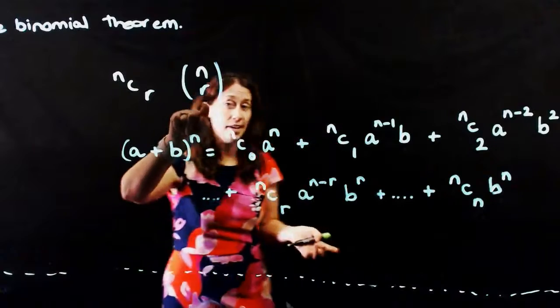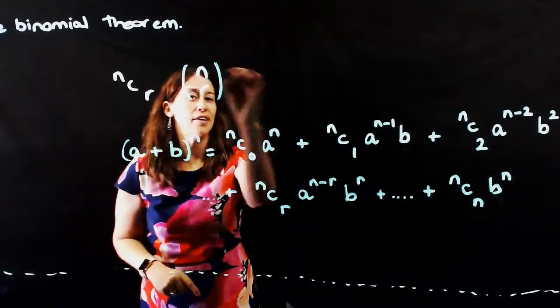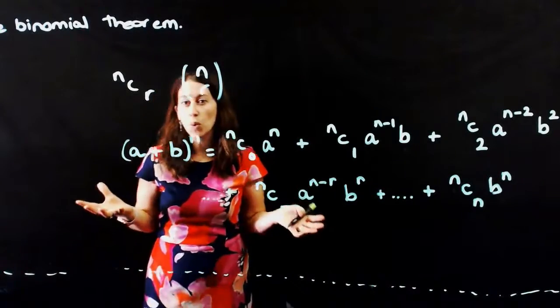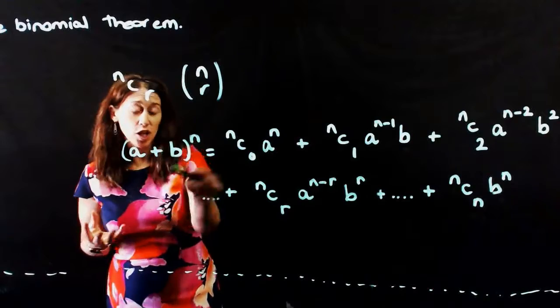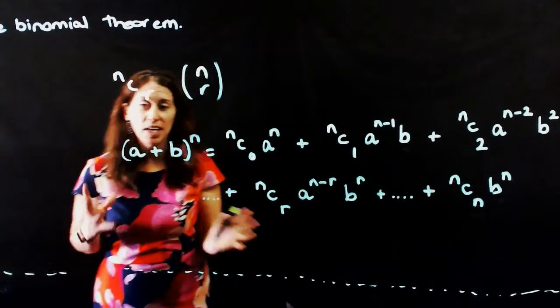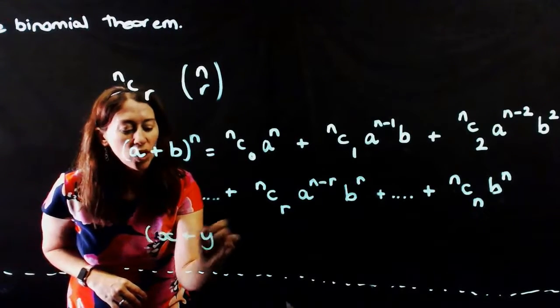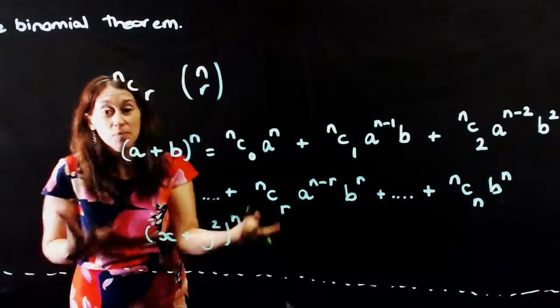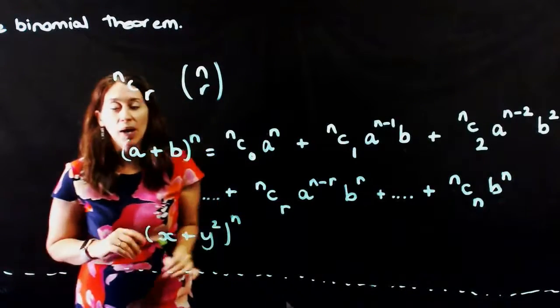Now you may see it written in this notation as well. Instead of using nCr, it may be just (n r) written like that. Obviously you need to know what both of them mean. Now what you're going to do in class is use this general expression to expand expressions like (x + y squared) to the power of something like 4, 6, could be anything, all right? And you'll use this to help expand.